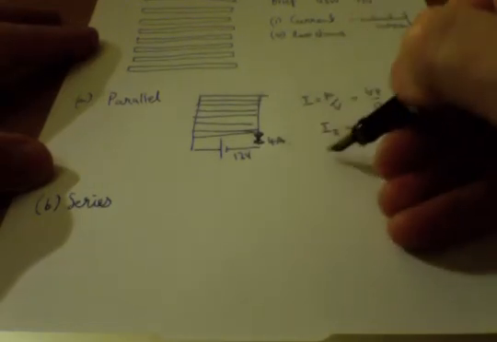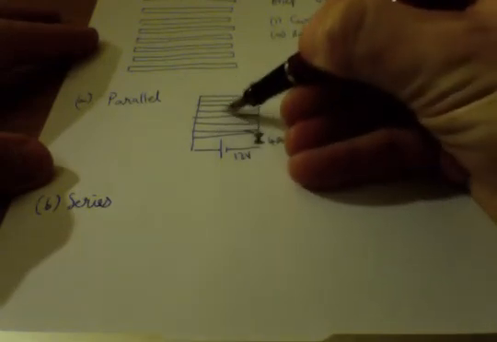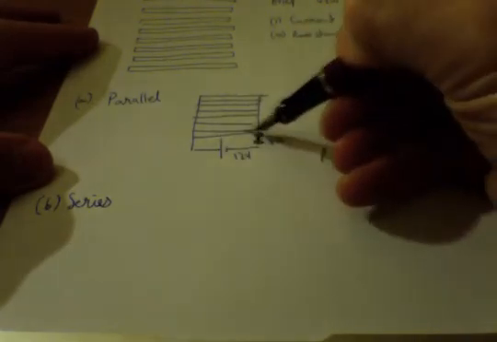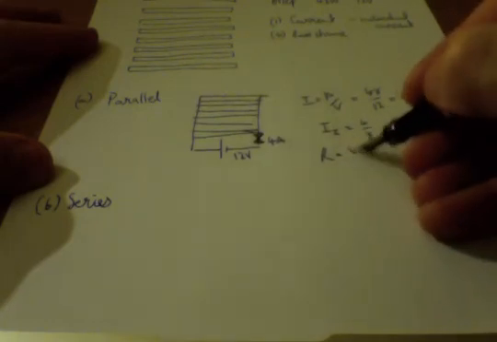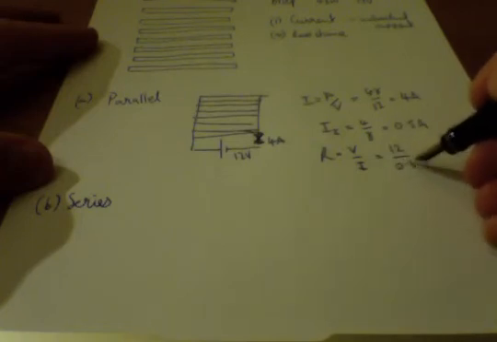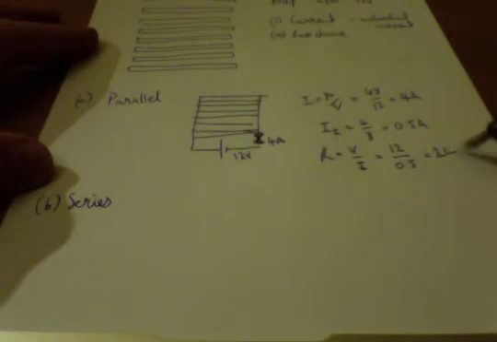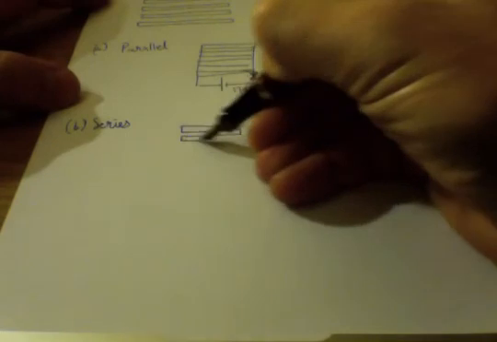Okay, now, because it's in parallel, I know across each of these we have 12 volts, and I know that 0.5 amps is travelling through, so the resistance is the voltage divided by the current, which is in this instance 12 over 0.5, giving me 24 ohms to each element. Right, now of course we could connect in series.